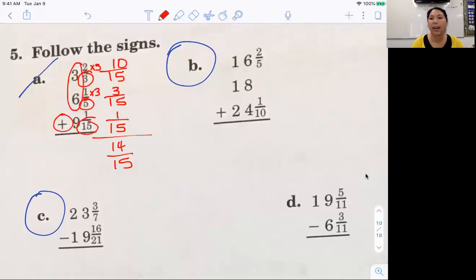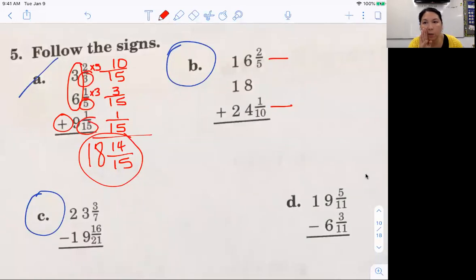Okay, let's add up our whole numbers here. 3 plus 6 is 9. 9 plus 9 is 18. So I've got 18 and 14 15ths. Okay, for B, you need to change these fractions. They don't match. Then you need to add them. Okay, do it now. I'll give you a hint. Check for reducing when you're done. Okay, if you finish that, move on. If you're not finished, push pause again.